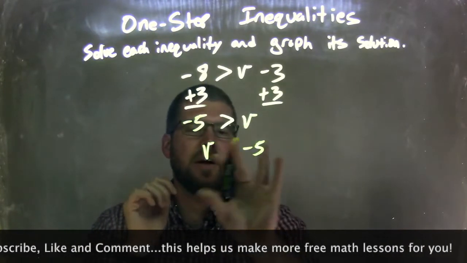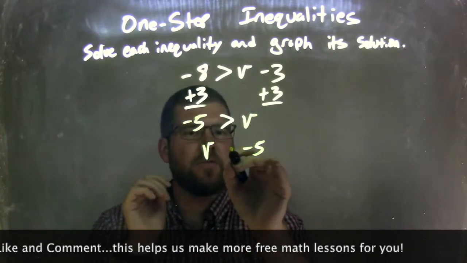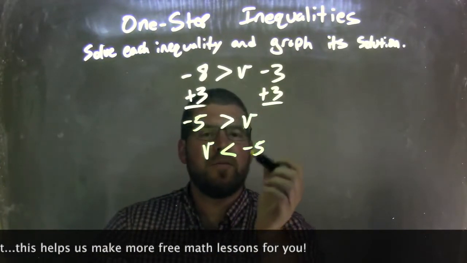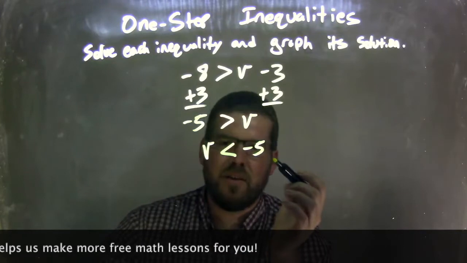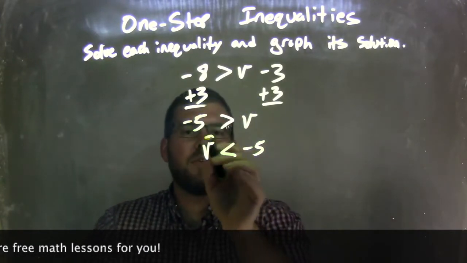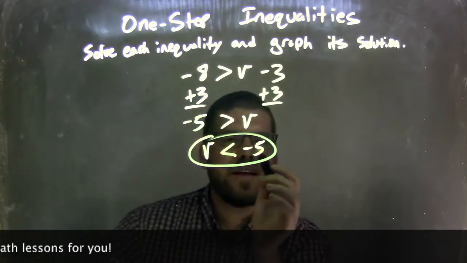So I have the v come first. I have the -5 over here, so I'm flipping them. And if I'm flipping them, I need to flip the inequality as well. That leaves me, instead of -5 is greater than v, with v is less than -5, which both are really the same statement. And so we have our final answer here of v is less than -5.